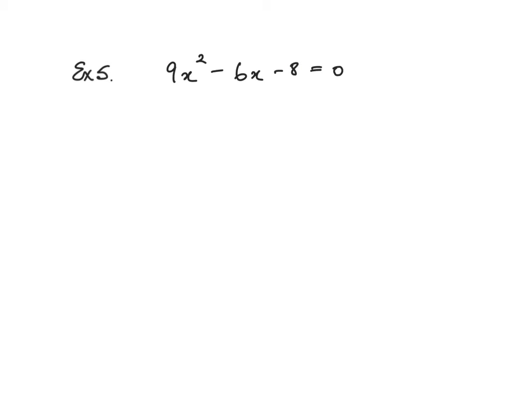Example 5, this is quite tricky. 9x squared minus 6x minus 8. So the first thing we can say is that the negative in this position means the signs in the brackets are different.